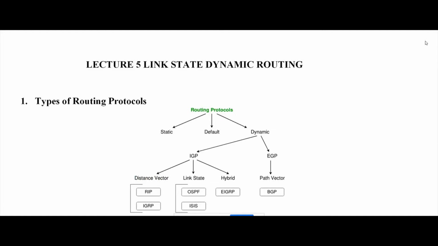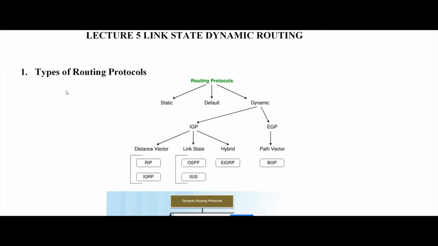Before discussing link state dynamic routing, we are going to discuss the basic things, the types of routing protocols. In the last two classes, we configured three different types of routing. The first one is static routing. Then we did default routing, which will be like 0.0.0.0.